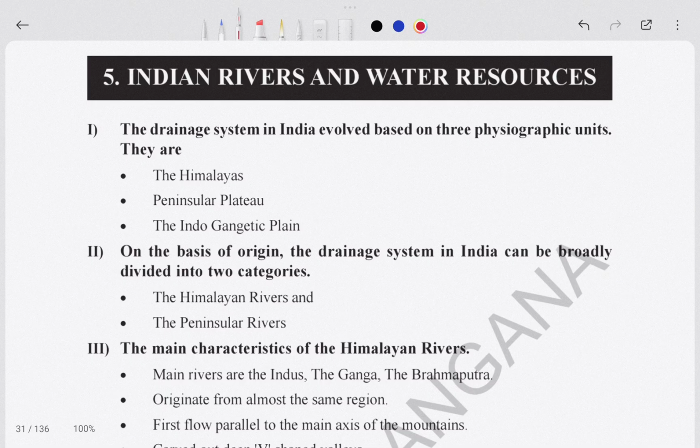So this is our social studies chapter 5, Indian rivers and water resources. Overall this chapter is very complicated, but don't worry about it. If you just want to see the important questions of this chapter, I am here to show you. Let's see all the important questions of this chapter, because lots of students get confused in this chapter.